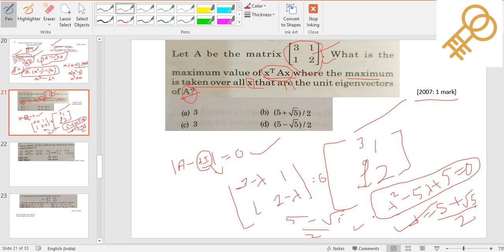So which one is the maximum of the two? 5 plus root 5 divided by 2 is the maximum value. So this will be your correct option. The correct option is B.